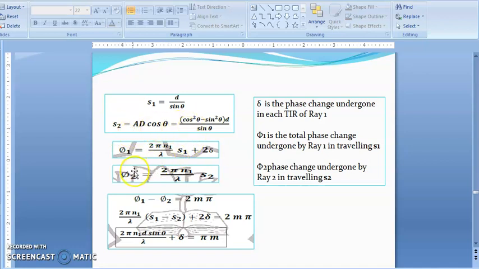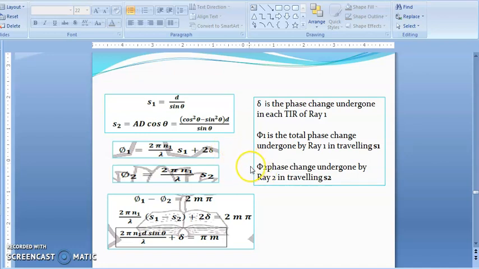So this is given. S1 and S2 are the paths traveled. So by using that I am finding the phase difference. What is the phase corresponding to the path S1? That is equal to 2 pi n1 by lambda into S1 plus 2 delta. So what is this 2 delta? It is the phase change undergone by ray 1 when it experiences total internal reflection.